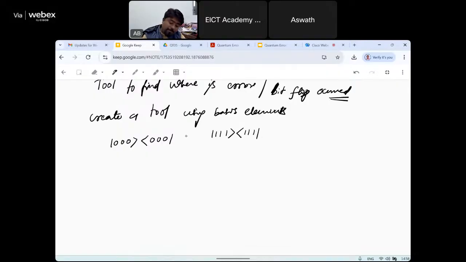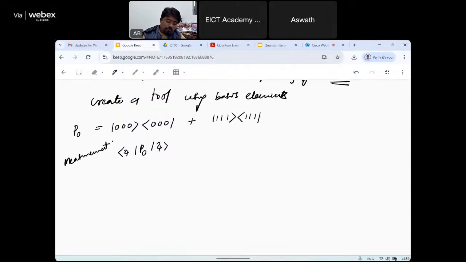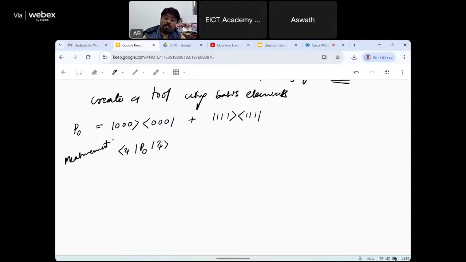Now I sum them up and call it a projection operator. If you act a projection operator on a quantum state, it's not just P naught acting on psi, you do it on the other side also. This is a kind of measurement technique. Measurement. Now what happens if you take P naught acting on psi and you get 1 as the result, which implies no error.